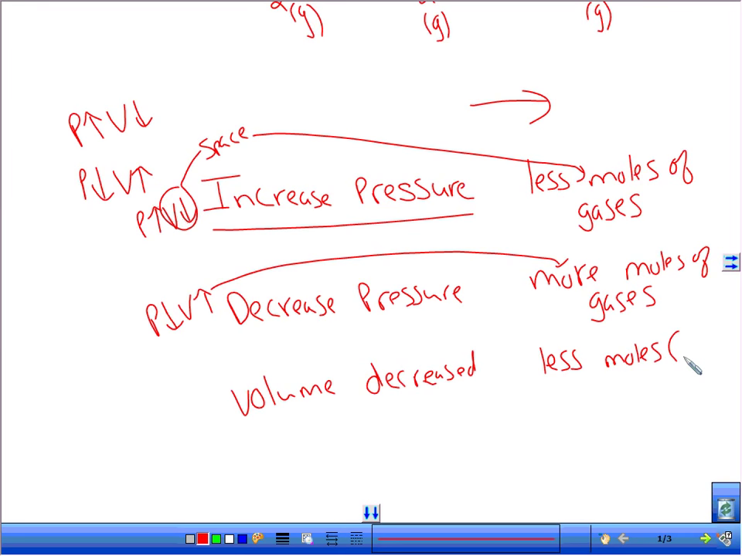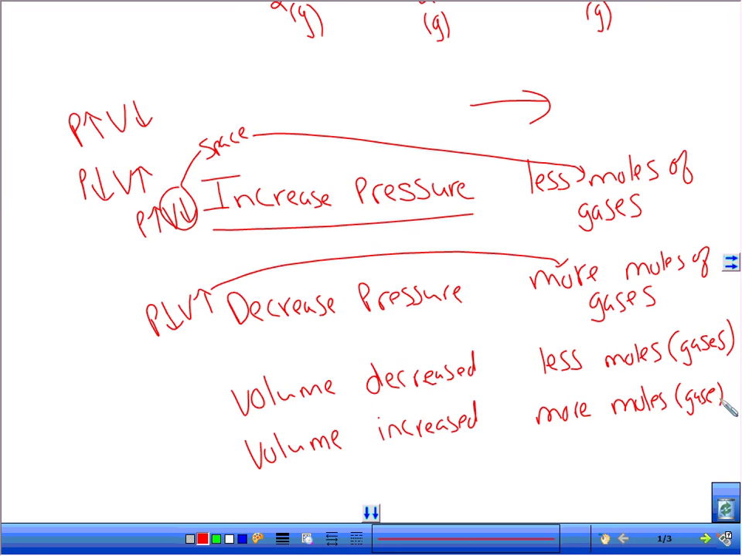And it's only gases you look at. Remember when we did the delta N, it was only gases. When you're dealing with pressure and volume, it's only gases that we deal with. And then if volume were increased, you'll go to the side with more moles of gases. And again, solids have no effect, so putting a solid in has no effect. Doing these has no effect on the K.